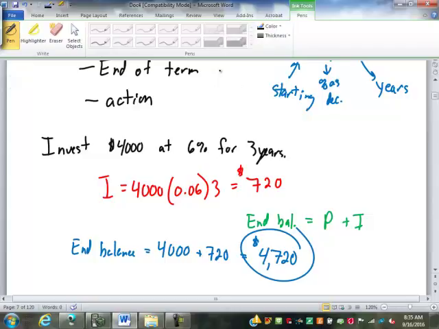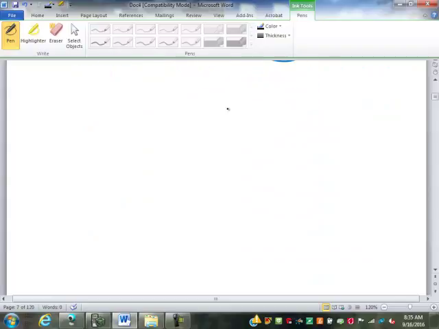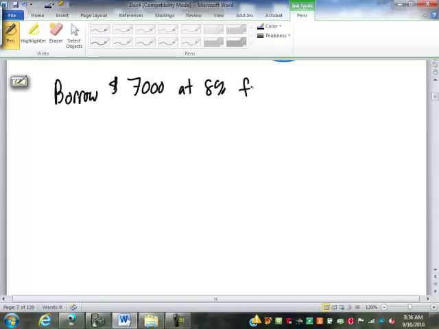Now the example I just did is not very realistic. They usually will not use simple interest and let something sit there for 3 years. Normally simple interest is used on something that's going to be shorter term. Like for example, you might borrow $7,000 at 8% simple interest for 3 months.